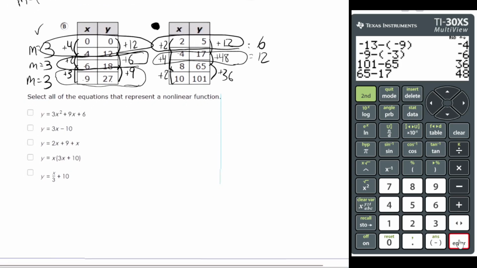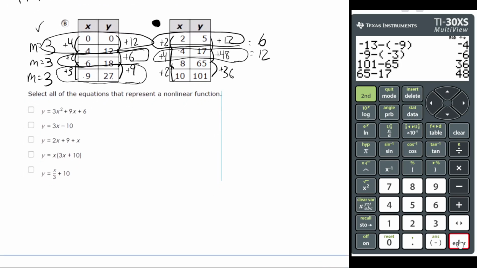All right, select all the equations that represent a nonlinear function. So remember our two rules. You can't have any exponents, and x and y have to be on opposite sides of the equal sign, not in a denominator. Choice 1 has an exponent, so it's nonlinear. Choice 2 is literally in y equals mx plus b already. This is fine. Choice 3 has you adding x's. This is combining like terms. If you combined like terms, 2x plus x would be 3x plus 9, which is in y equals mx plus b. So that's fine.